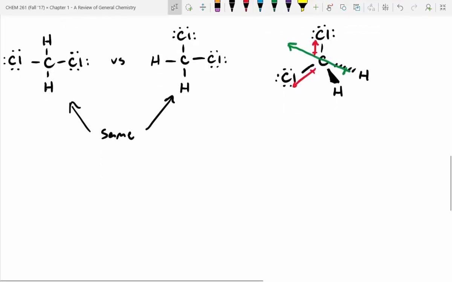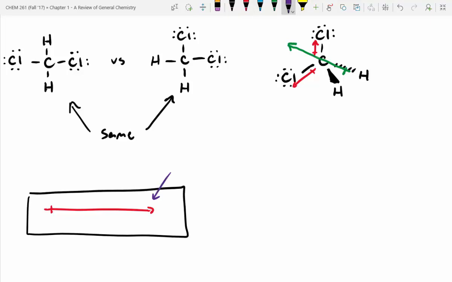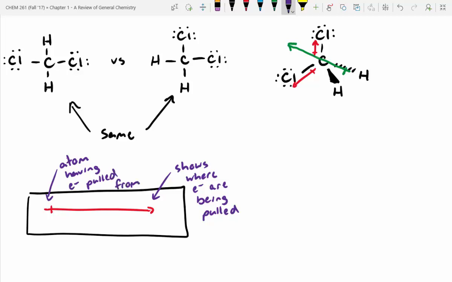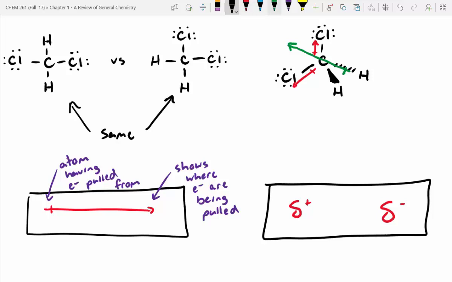Another thing that I wanted to show you is, we said that the head of the arrow shows where electrons are being pulled. This shows the atom having electrons pulled from. Some textbooks really like to show it with this arrow notation. However, other textbooks use different notation where they do delta positive and delta negative. Either one works. This one means electron poor. This one means electron rich. You can do either one, whichever one you're more comfortable with, I'm fine with. Does that make sense?